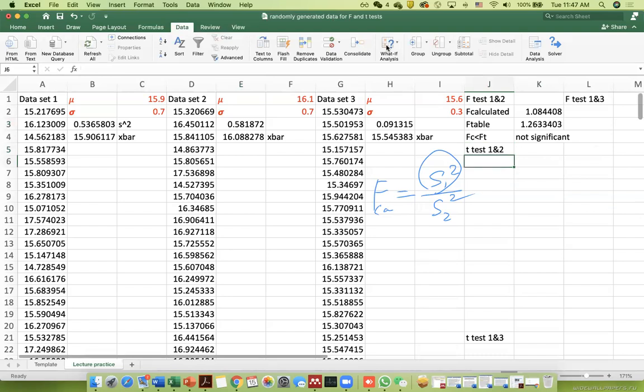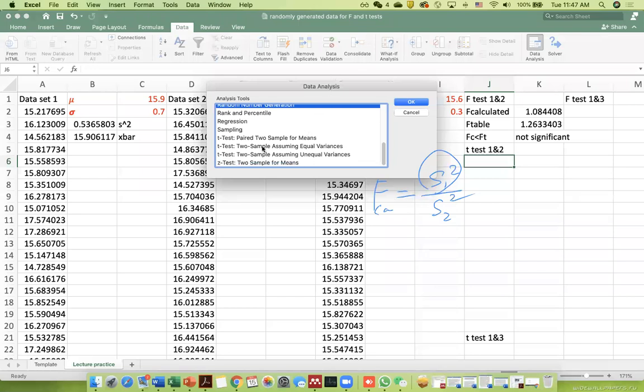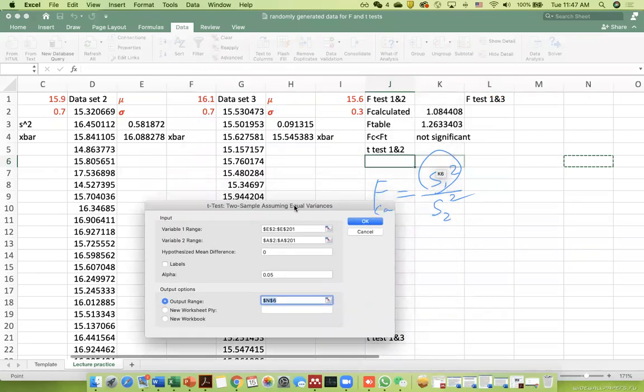Okay, now we already know that they are the same. And how do we do the t-test? We're going to use the data analysis tool again, and we're going to use t-test two sample assuming equal variances. Okay, and we click OK. Now, the t-test is the same as the f-test. When you're using the data analysis tool, you always want to put the higher value as the first data and the lower value as the second data.